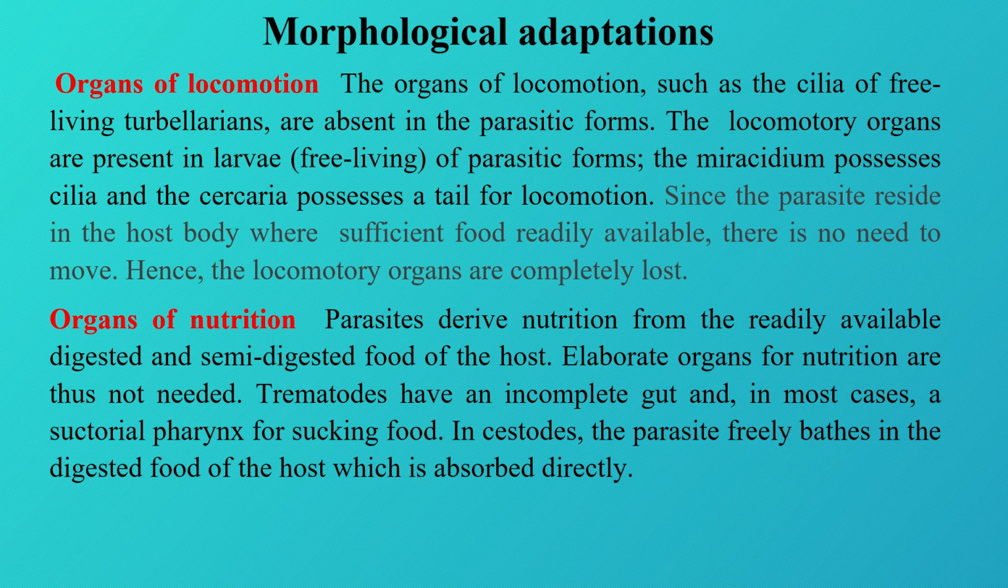The next one, the organs of nutrition. Parasites derive nutrition from the readily available digested and semi-digested food of the host. Therefore, elaborate organs for nutrition are not needed. The trematodes have an incomplete gut, and in most cases a suctorial pharynx for sucking food is present. In cestodes, the parasite freely bathes in the digestive system, surrounded by digested food of the host, which is absorbed directly.